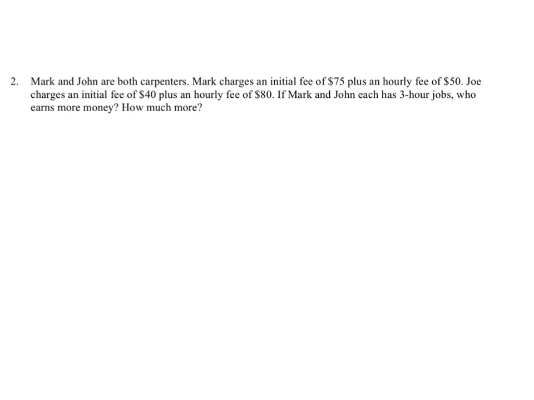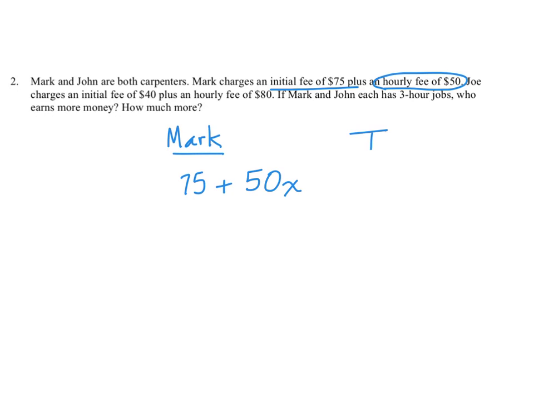Number 2. Mark and John are both carpenters. Mark charges an initial fee of $75 plus an hourly fee of $50. John charges an initial fee of $40 plus an hourly fee of $80. Mark is $75 as an initial fee and $50 as an hourly fee. That's 50x. X will be the number of hours they work.